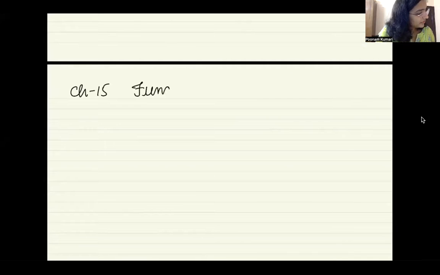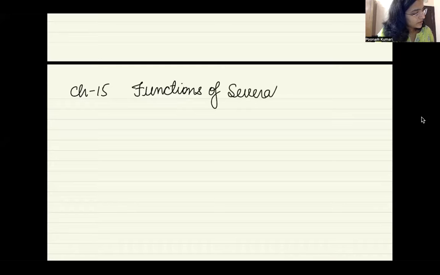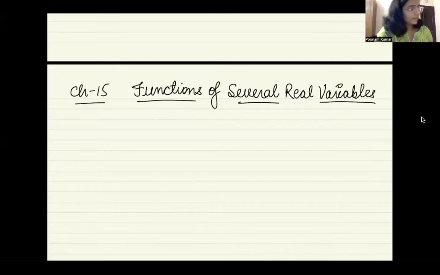All right. So we are going to start with chapter 15, which is functions of several real variables. सबसे पहले we are going to start with why is there a need to study this particular thing? क्या जरूरत है हमें functions of several real variables पढ़ने की? मतलब what is the whole idea or agenda or need for studying these?